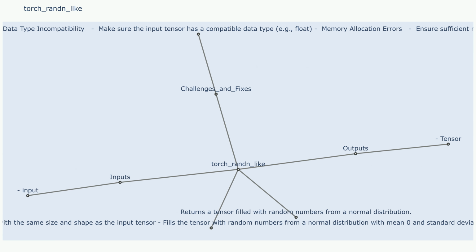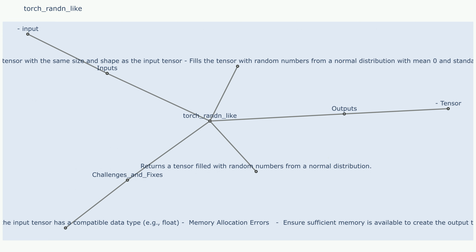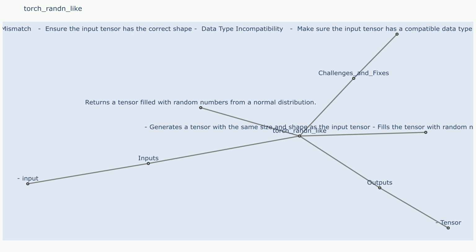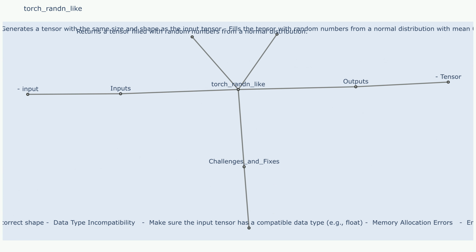Steps. Step 1: The function takes an input tensor. Step 2: It generates a tensor with the same shape, data type, and device as the input tensor. Step 3: It fills the output tensor with random numbers drawn from a standard normal distribution. Mean 0, standard deviation 1.